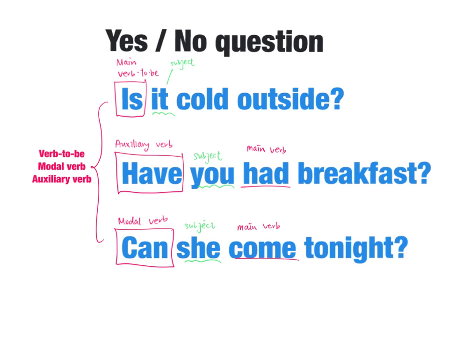Yes-no questions always begin with a verb to be: is, was, were, or an auxiliary verb like have, has, had, do, does, did, or some modal verbs: can, could, shall, should, may, might, will, would. And after the auxiliary verb, you will see the subject and then the rest of the sentence.